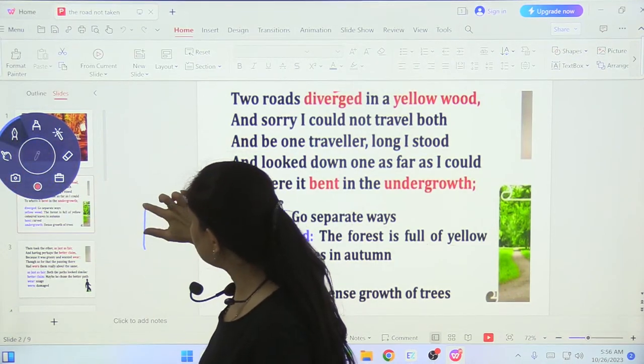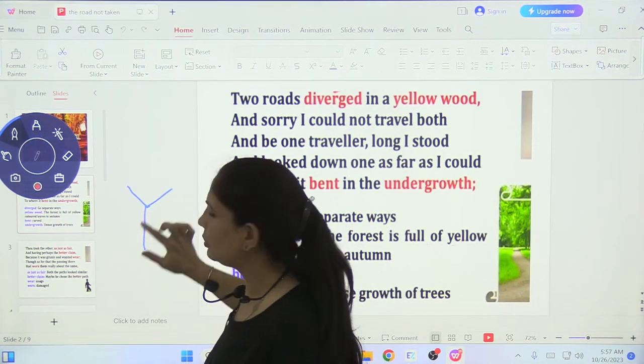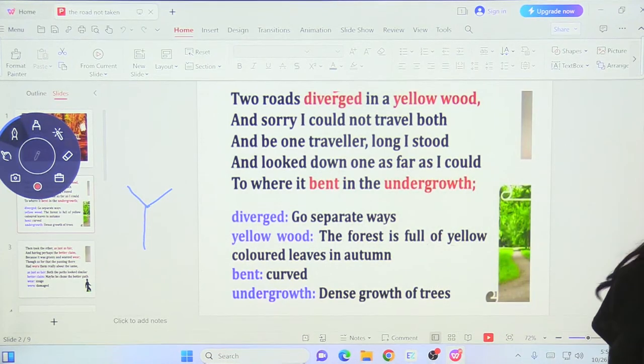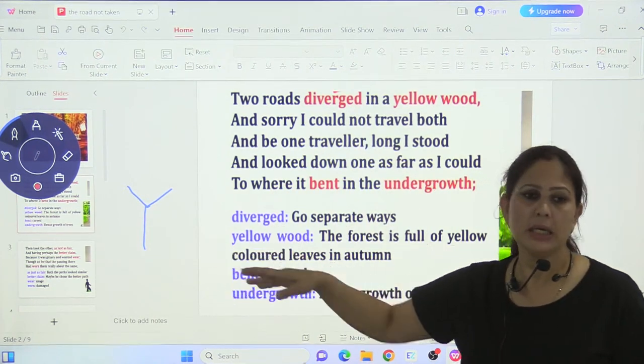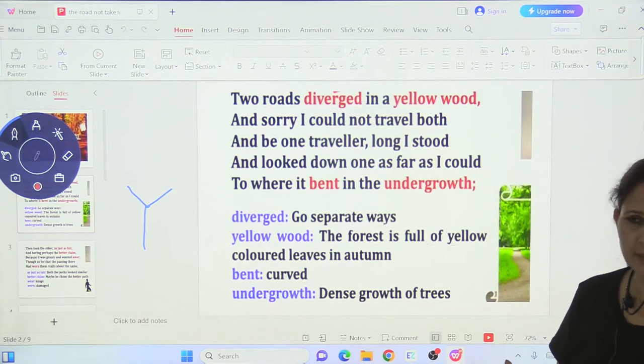For example, this is the road we are traveling on. Suddenly we come to a point where the road is divided into two different directions. So the poet is traveling, and suddenly he finds that the road was diverging. It was divided into two different directions.